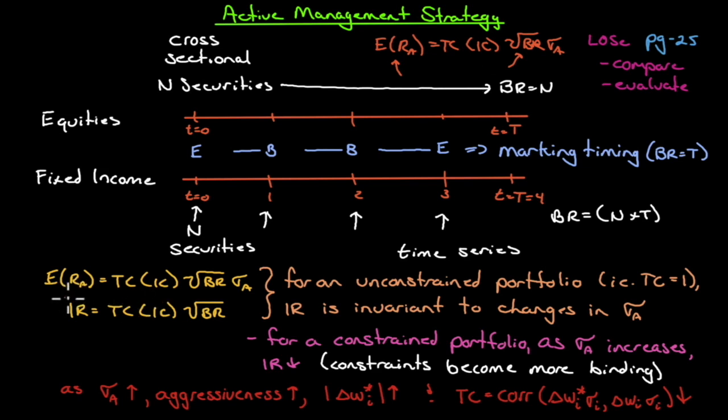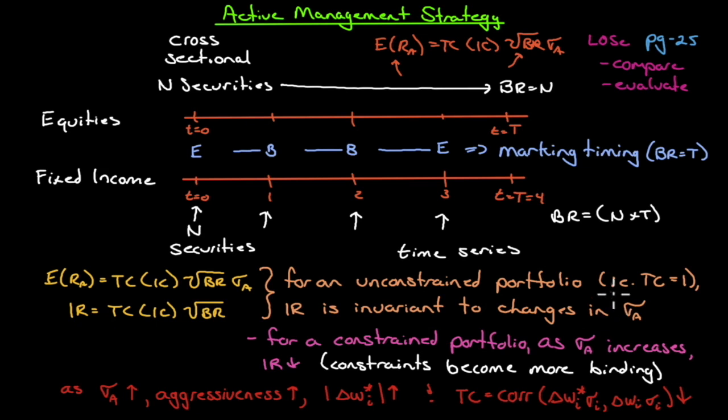Let's go down here. The expected active return we know is a function of these four variables, and our information ratio is a function of these three variables. For an unconstrained portfolio, that is, the transfer coefficient equal to 1, the IR is invariant to changes in active risk. The information ratio is invariant. Because look, here's your information ratio. Is active risk anywhere in there? No. So for an unconstrained portfolio, the IR is invariant to changes in risk.